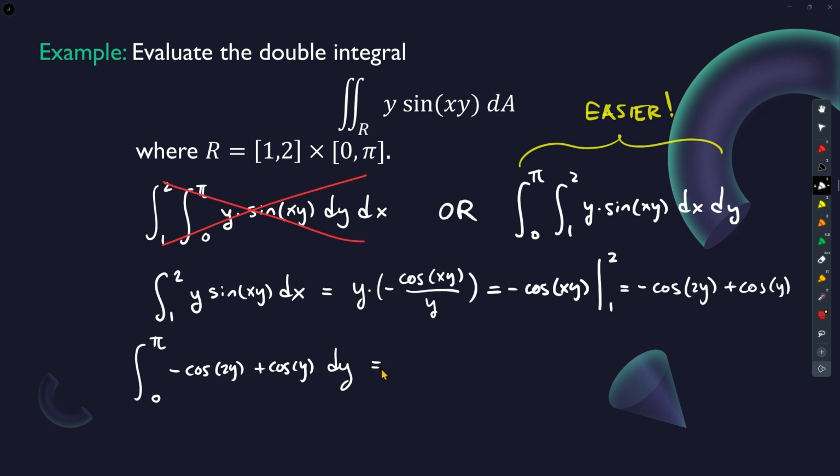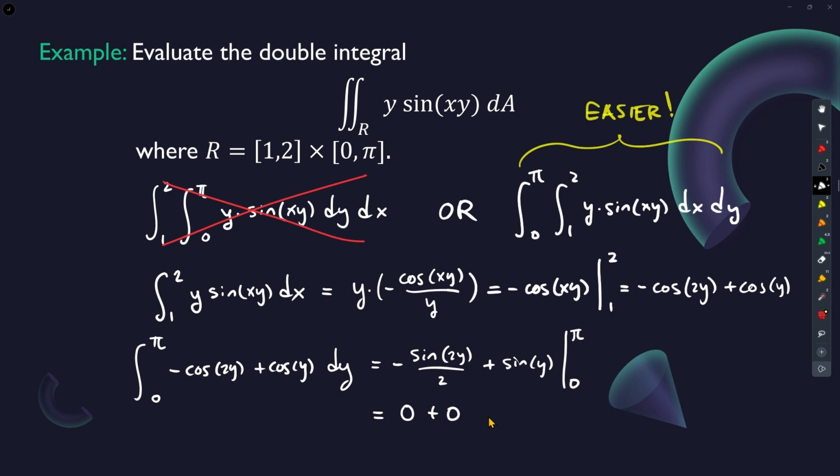The integral of minus cosine of 2y is minus the sine of 2y divided by 2, and the integral of cosine is simply sine of y, between 0 and pi. Great. So now I can evaluate this. This is going to be, at pi, the sine of 2 pi. The sine of 2 pi is the sine of 0. So I get 0 plus the sine of pi, which is also 0.